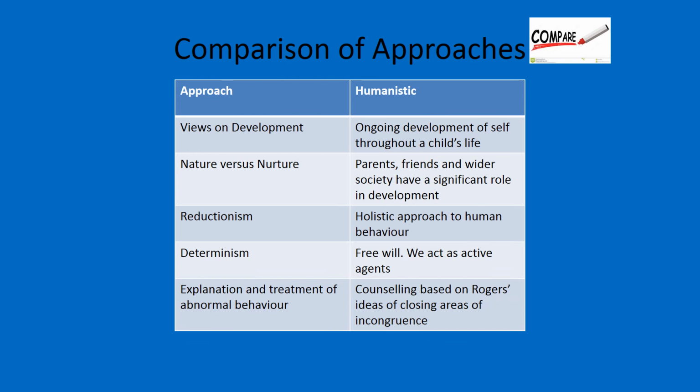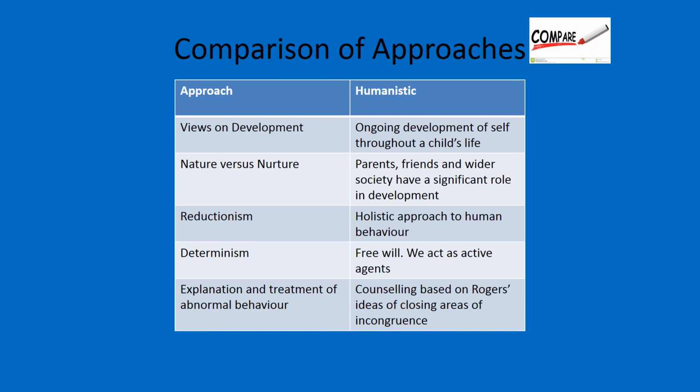And the very last one, this is our comparison of approaches slideshow, and we're looking at the humanistic approach. So humanistic approach is the last one, I guess, really. Not in terms of history, but it's the one that people tend to put to one side, really. They don't seem to consider it, but I'm quite glad that it's on the spec now, because it's an interesting one. Views on development anyway, ongoing development of self throughout a child's life.